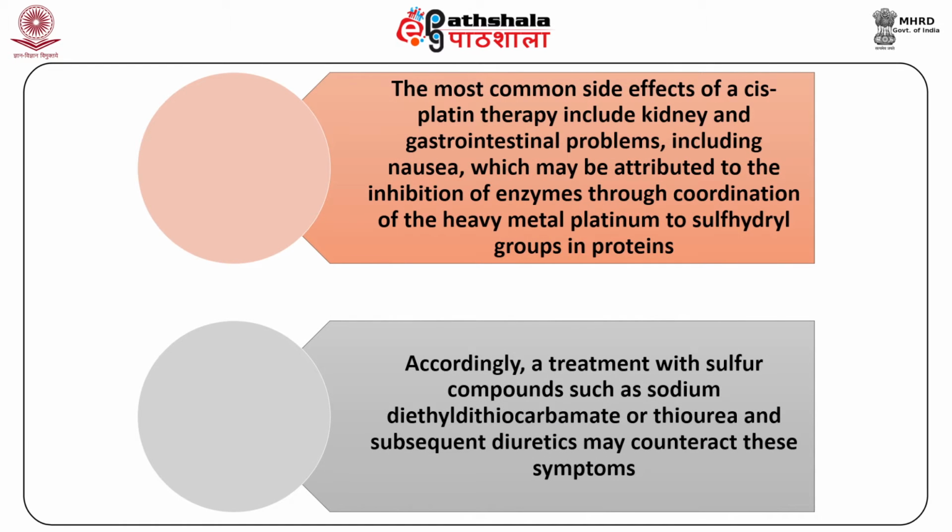The most common side effects of cisplatin therapy include kidney and gastrointestinal problems, including nausea, which may be attributed to the inhibition of enzymes through coordination of the heavy metal platinum to sulfhydryl groups in proteins. Accordingly, a treatment with sulfur compounds such as sodium diethyl dithiocarbonate or thiourea and subsequent diuretics may counteract these symptoms.